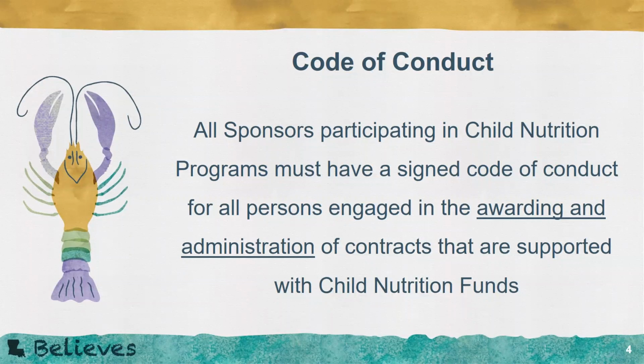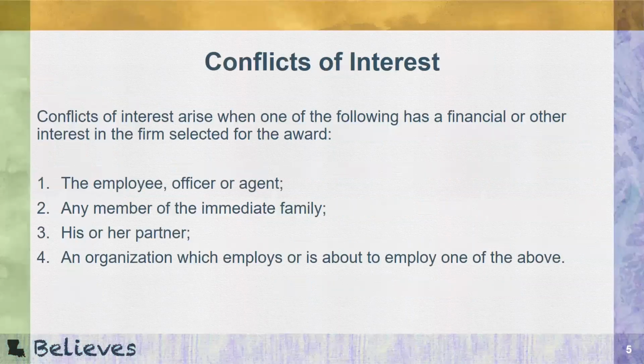So you have to have the signed set of code of conduct for anybody who is engaged in the awarding and administration of contracts with the child nutrition funds. So anybody, if you have to approve your contract with your superintendent or with the school board has to review and sign off on your contracts, those people need to sign the code of conduct as well.